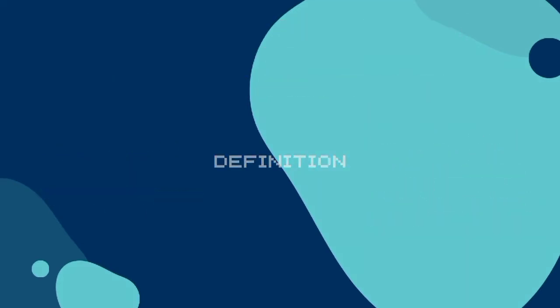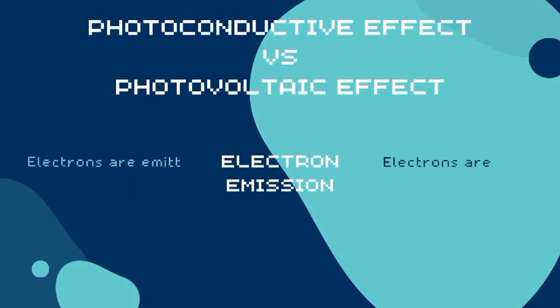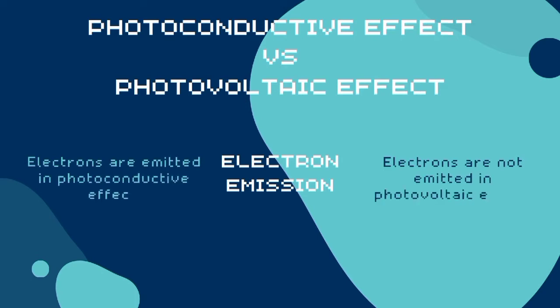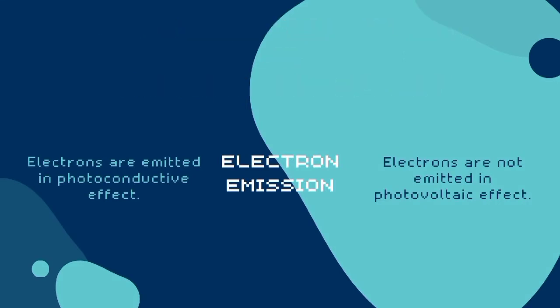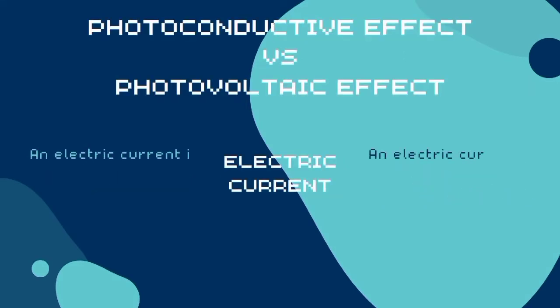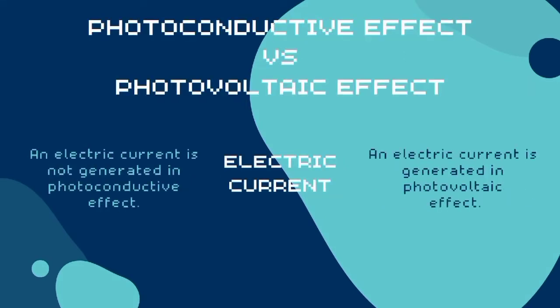The second one is electron emission. Electrons are emitted in a photoconductive effect, while electrons are not emitted in a photovoltaic effect. The third one is electric current. An electric current is not generated in a photoconductive effect, while an electric current is generated in a photovoltaic effect.